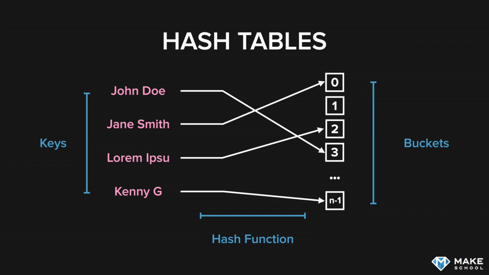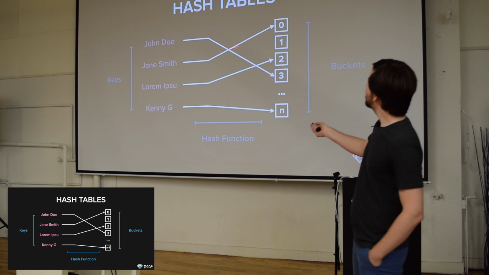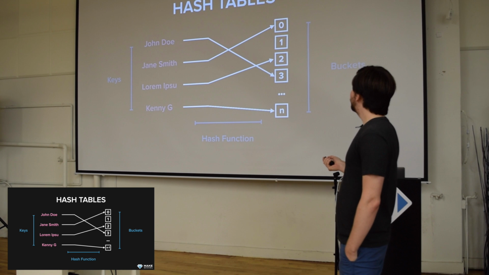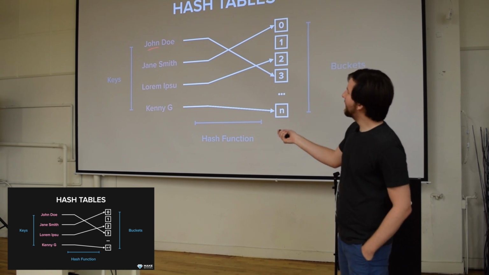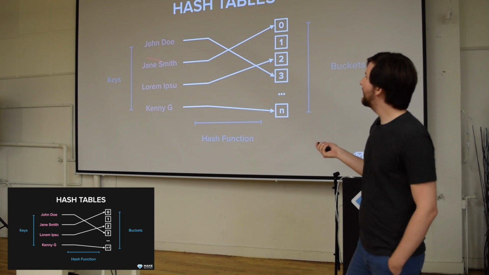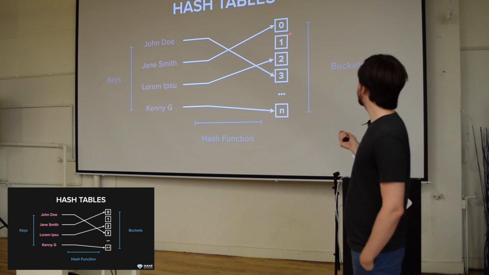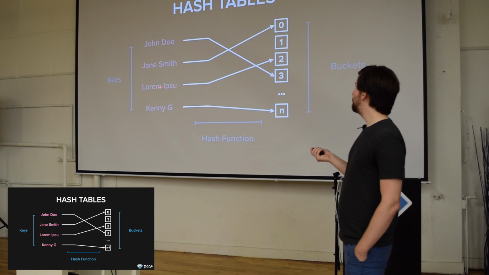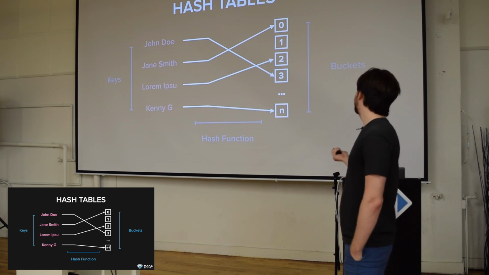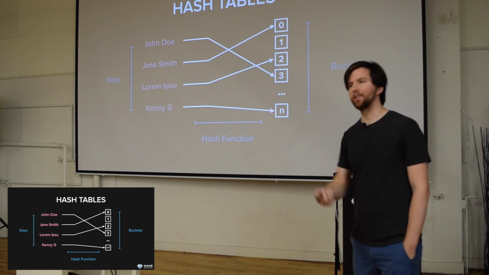And then you have these buckets. Based on the result of the hash function, your key gets assigned to a different bucket. So here we can see that the key John Doe got assigned to bucket 3. The key Jane Smith got assigned to bucket 0. The key Lorem Ipsum got assigned to bucket 2. And Kenny G, he's in bucket N, which is like the last bucket.